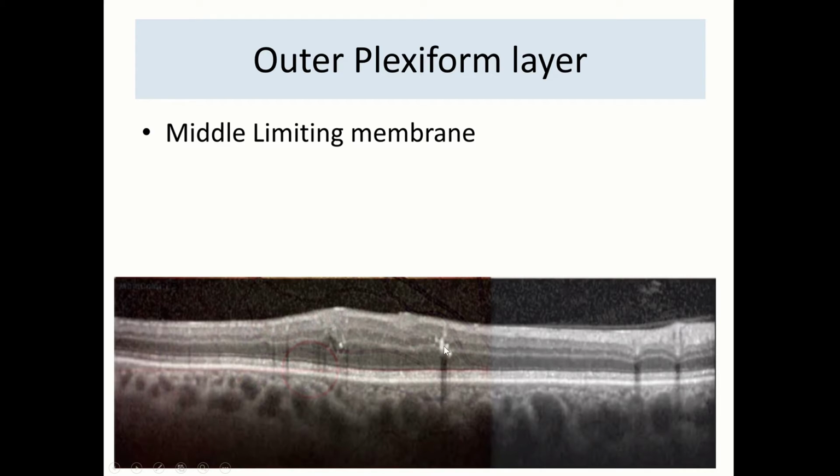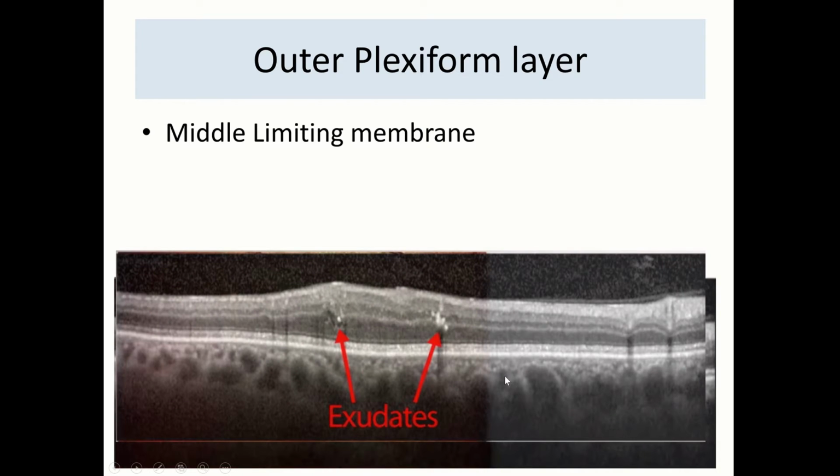And the interesting thing which you see are these black lines. These are the shadows from these hard exudates. And these are more hard exudates, but you can see mostly they are present in this outer plexiform layer or the middle limiting membrane. Here they have been highlighted. Here you can see a small bit of fluid in that area as well.